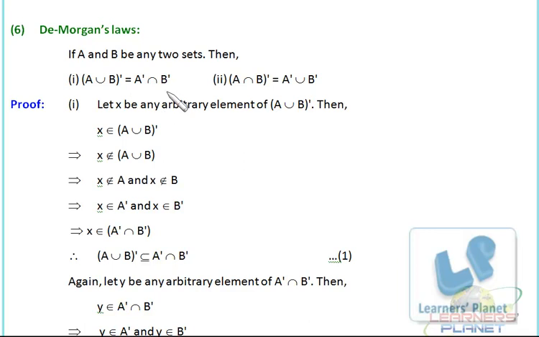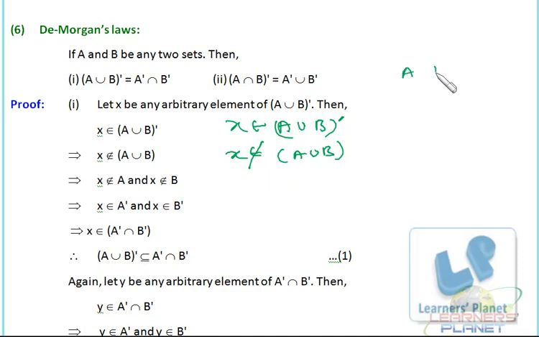Now X is an arbitrary element of (A union B)', right? Now just follow step by step. X belongs to (A union B)', that means X belongs to the complement of A union B. That means what is happening, X doesn't belong to A union B, right?